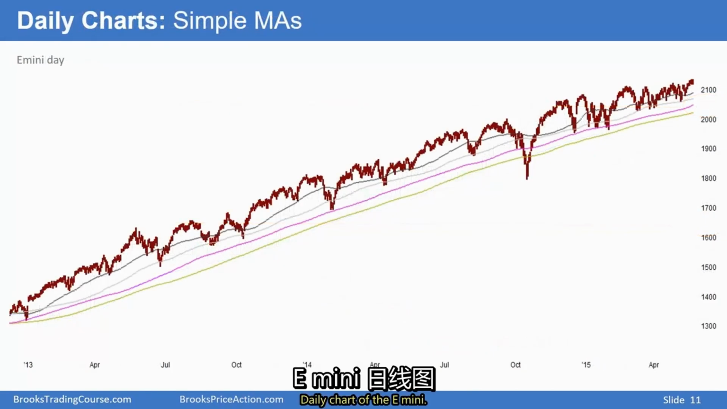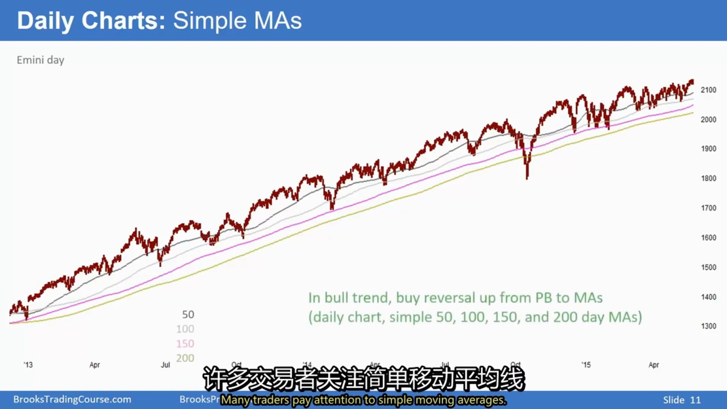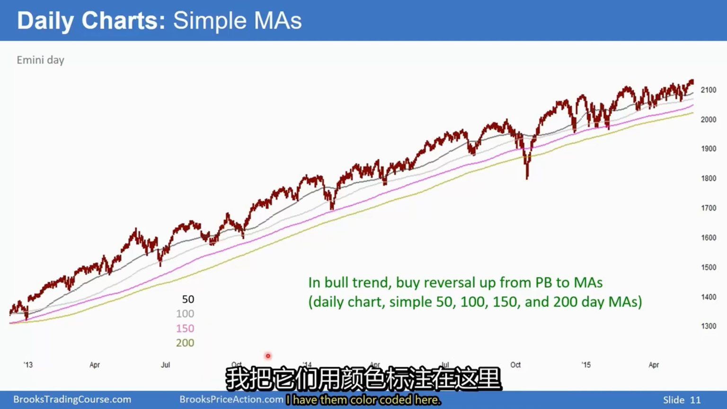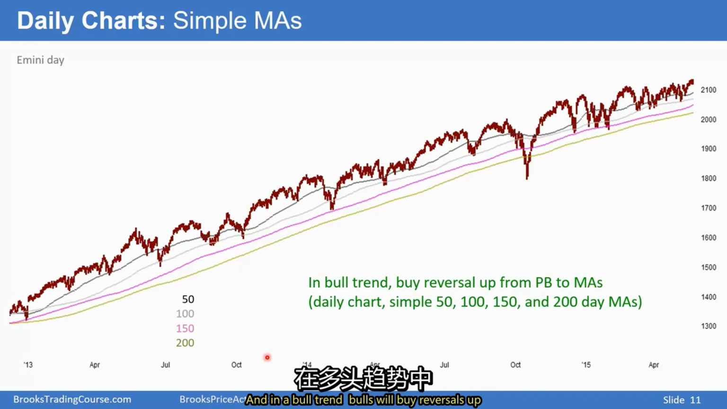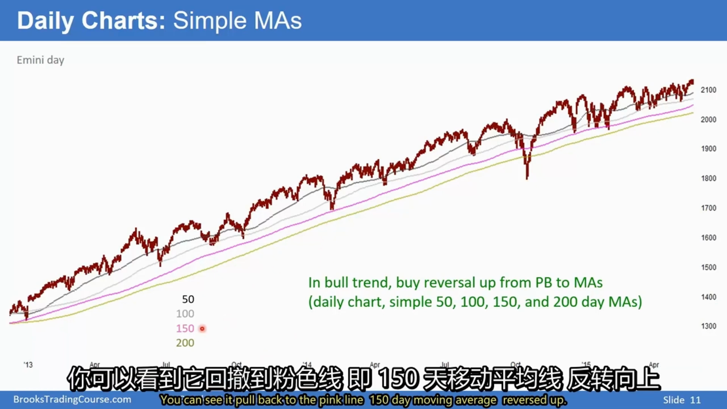Daily chart of the E-mini. Many traders pay attention to simple moving averages. Popular ones are the 50-day moving average, 100-day, 150-day, 200-day. I have them color-coded here. And in a bull trend, bulls will buy reversals up after the market pulls back to any of these moving averages. You can see it pull back to the pink line, the 150-day moving average, and reverse up.